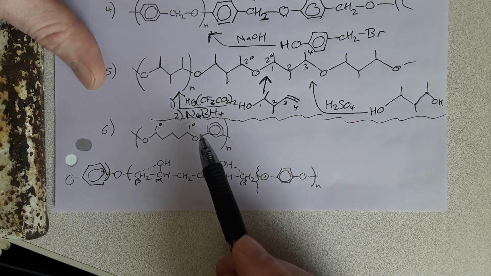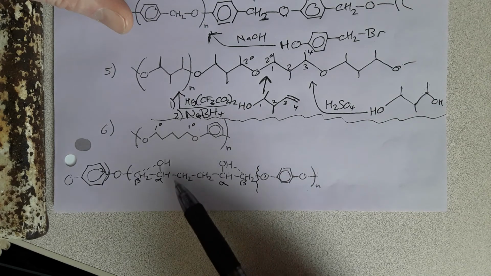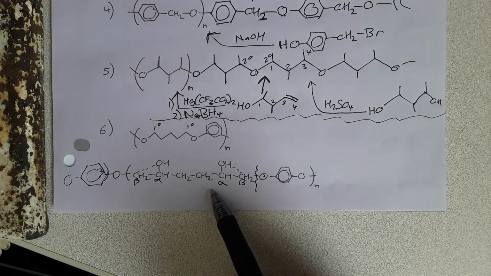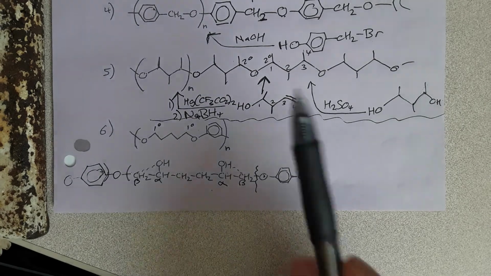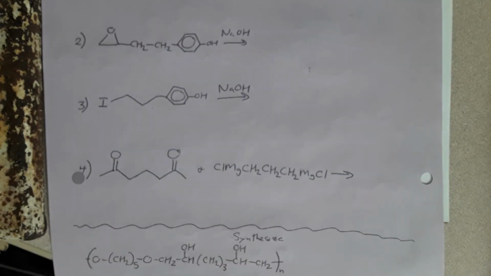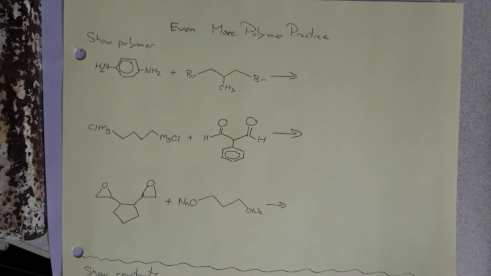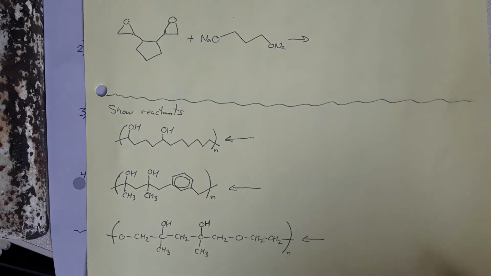So go ahead and work on 6 and 7 here, and there'll be an answer key for the purple sheet, for the back side of the purple sheet, and then for the next sheet in your packet, which is the yellow sheet. So all of these, you're making polymers, and or you're looking at polymers and showing the reactants.